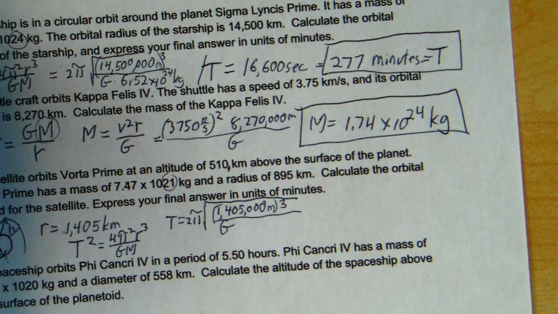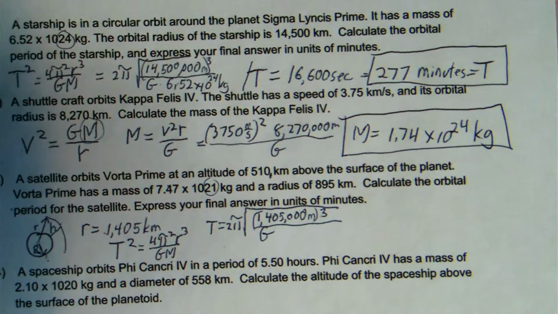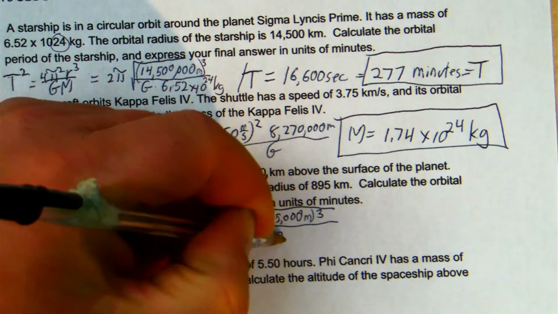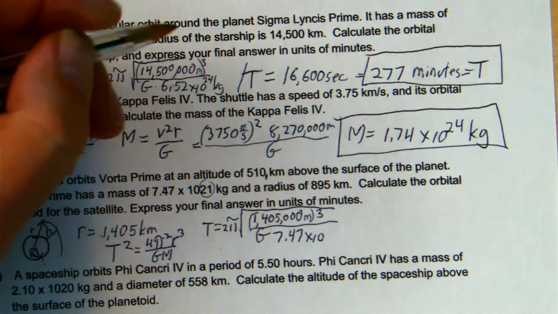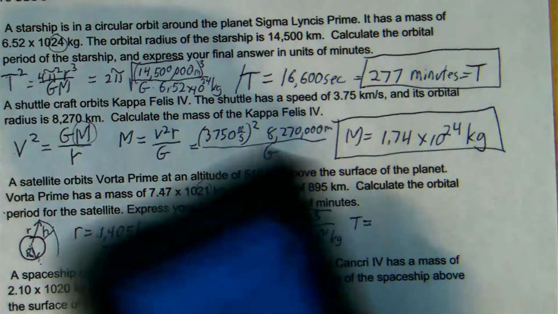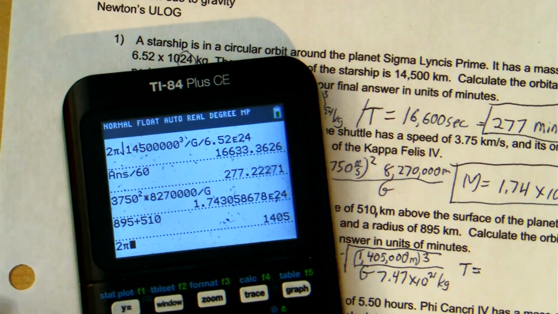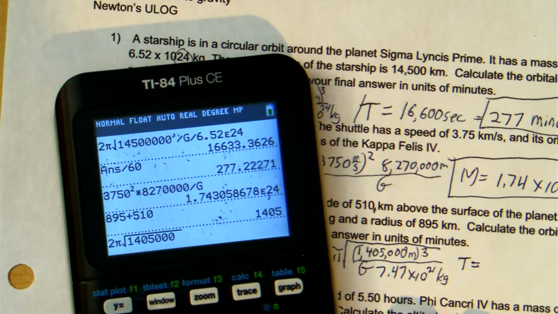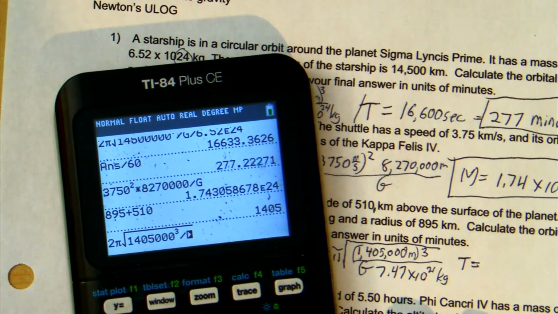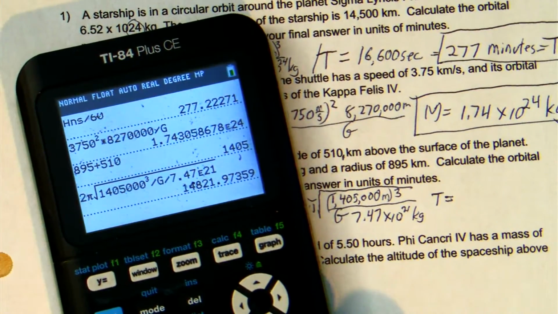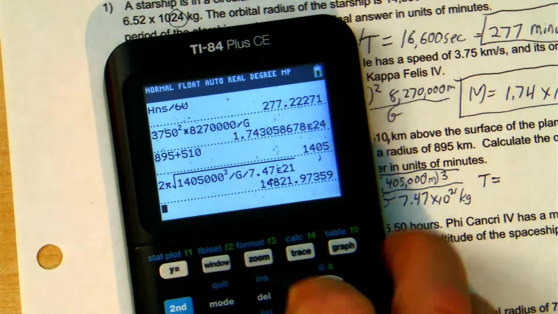G is stored in your calculators, 6.672 times 10 to the negative 11th power newtons meters squared per kilogram squared. And the mass should have been entered as 7.47 times 10 to the 21st power kilograms. All right, so 2 pi square root of 1,405,000 cubed divided by G divided by 7.47 times 10 to the 21st power, and the period is 14,800 seconds.